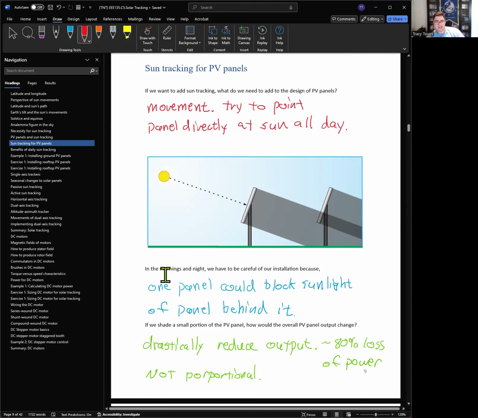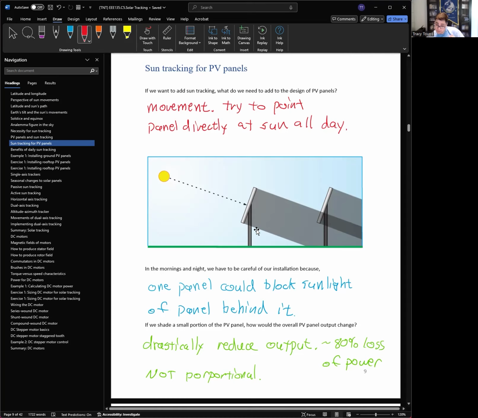Okay. In the morning and night, the sun is typically on the horizon, not up above us. So we need to make sure the solar panel tilts more towards the horizon, right? In the morning, we want to make sure it faces to the east. At night, we want to make sure it faces towards the west.